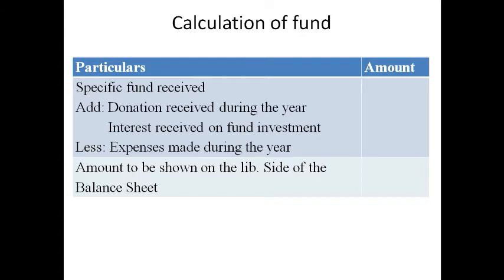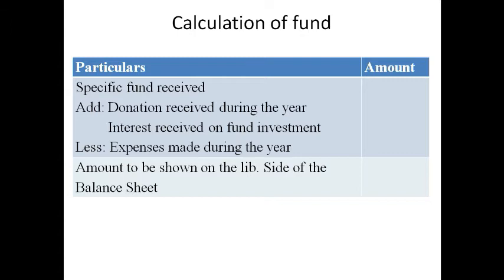And if during the year any expenses are incurred for the particular purpose, whatever expenses are made will be subtracted from the fund given, and the difference will be the amount to be shown on the liability side of the balance sheet. Now one particular point to be noted here is that if the total expenses exceed the total of the fund, listen carefully, if the total expenses exceed the total specific fund, the difference will be shown on the expenditure side of income and expenditure account, not the balance sheet.